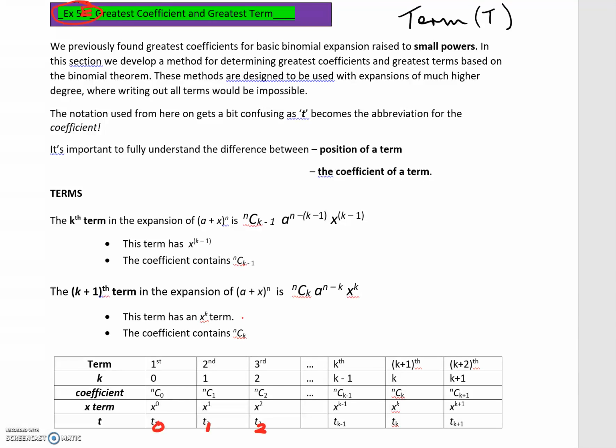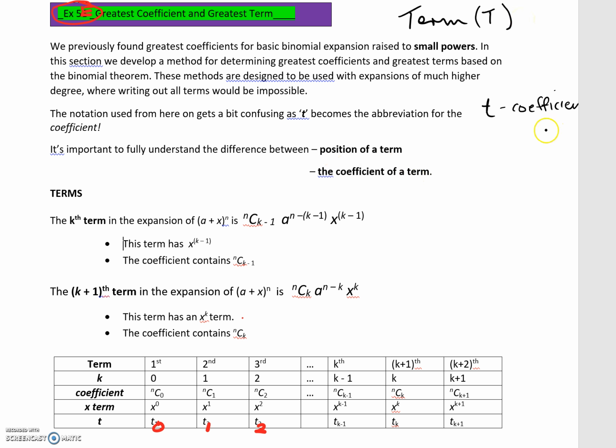However, for this particular concept of greatest coefficient, for some reason, across all textbooks, they've now introduced lowercase t as the abbreviation for a coefficient. Now, I guess you really have to distinguish between the position of the term, the number of the term, and the coefficient of the term.